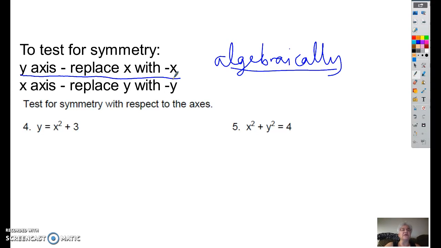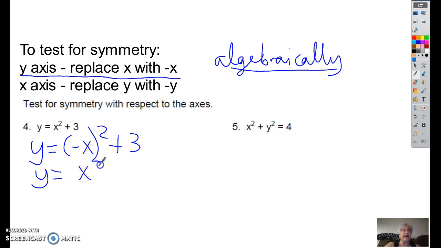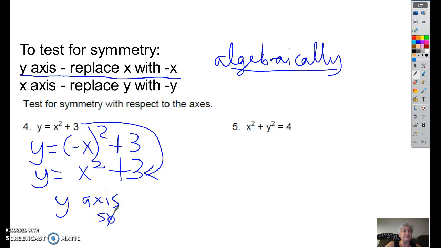So starting with number 4. Everywhere I have an x, I'm going to substitute with negative x. So I've got negative x in parentheses squared plus 3. When I square a negative, I get a positive. The ending equation is the same as what I began with. So we can say that this is a graph with y-axis symmetry.